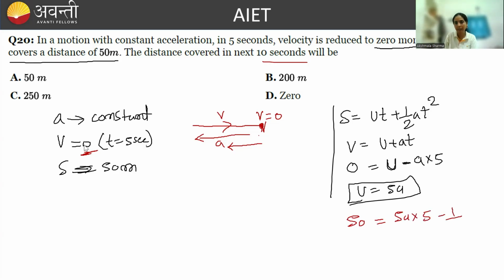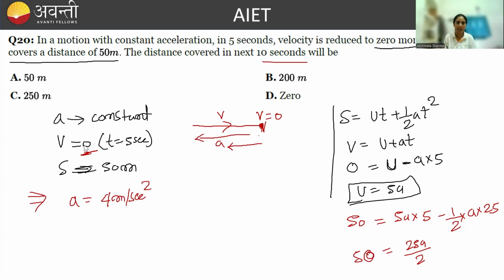Again acceleration negative, minus half a into 25. Okay, so this will become how much? 25a minus 25a by 2. So this is 25a by 2. Okay, and this is 50. Done? So how much value are we going to get? We will get how much? Here acceleration value is 50 times 2 by 25. That is 4 meter per second square. So acceleration we have got.